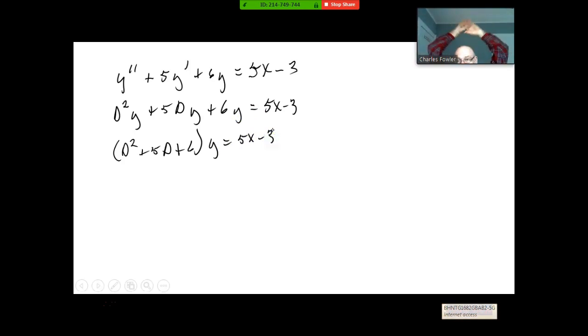Now, I said times y. That's not really a times y. That's operating on y. You see, each one of these is operating on y. The D squared takes the second derivative of y. The 5D takes 5 times the first derivative of y. And the 6 just says 6 times y. Okay? So that's just an operator. Gives you another way of looking at it.